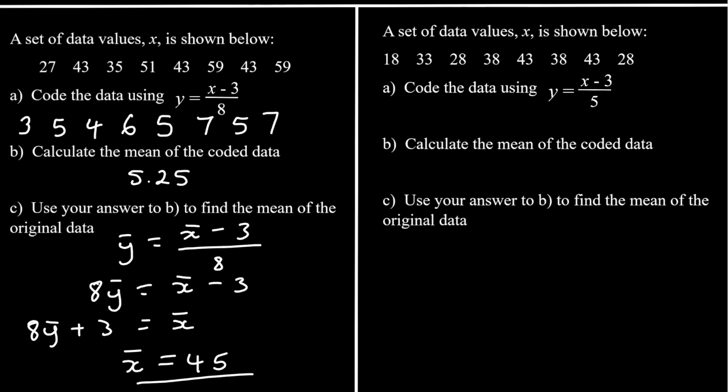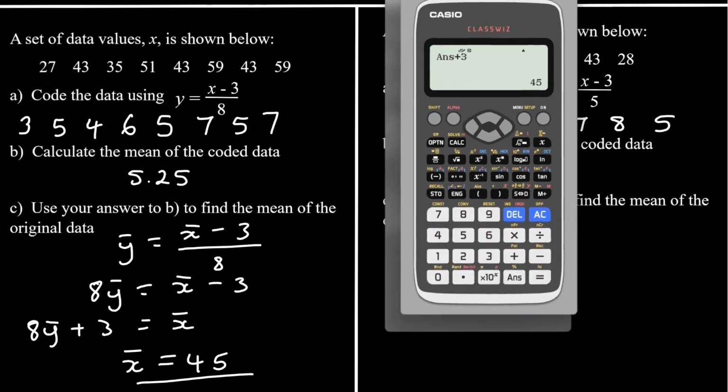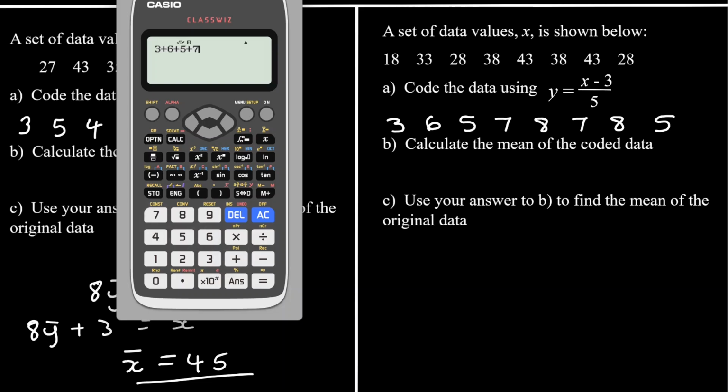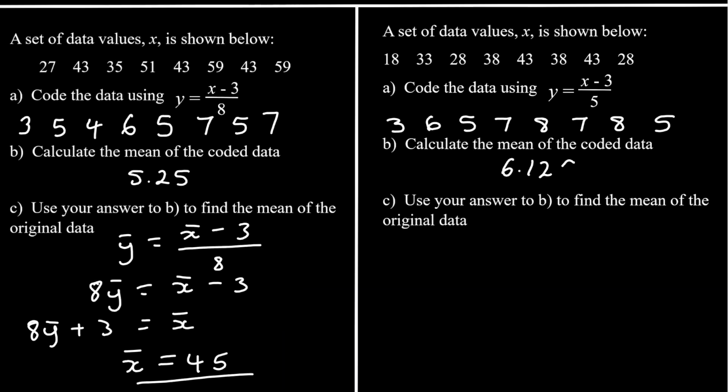So firstly, we're going to code the data. This time we're taking away 3, then dividing by 5. So we are going to get 3, 6, 5, 7, 8, 7, 8, 5. And we need to calculate the mean of the coded data. So we're going to add them all up and divide by 8 again. So we get 6.125. So that's the mean of the y's.